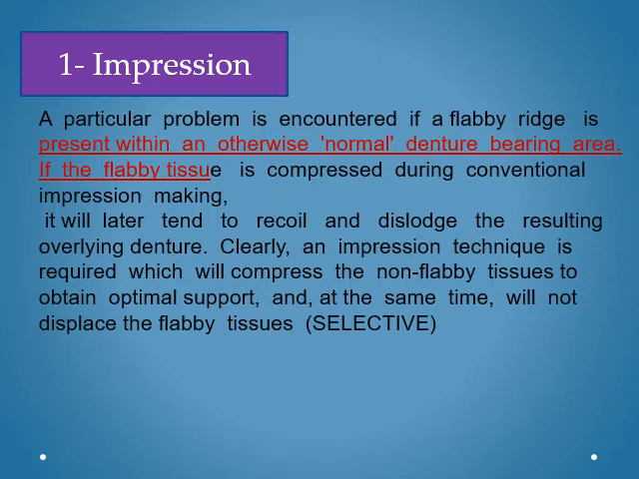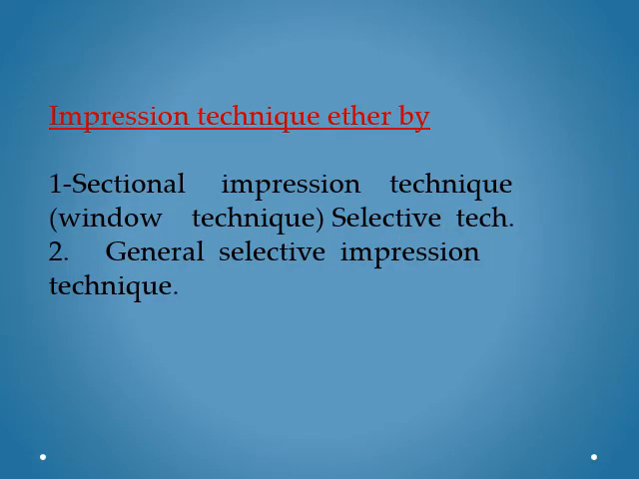Clearly, an impression technique is required which will compress the non-flabby tissue to obtain optimal support and at the same time will not displace the flabby tissue. Selective. In the case of a flabby ridge, we go back to the selective pressure technique: some areas take pressure, and the flabby area does not. Some areas get a functional impression and the other area, the flabby area, gets a mucostatic impression. We call this the selected pressure impression technique.